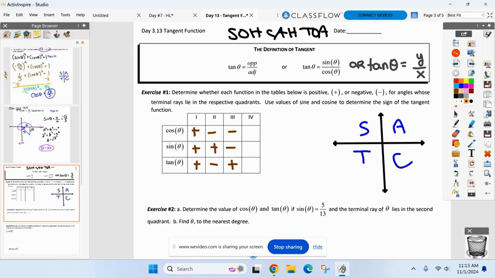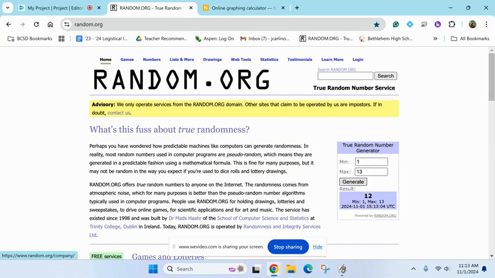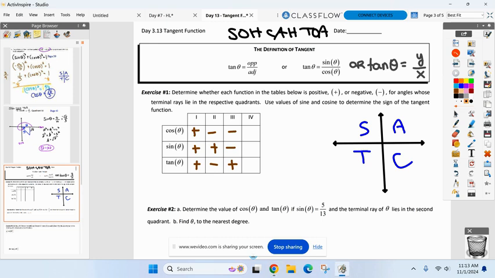You're going for a triple crown. And quadrant 4. Last one. Quadrant 4. Cosine. Positive. Sine. Negative. Tangent. Negative. Boom. So I feel good that you guys understand how this works here.